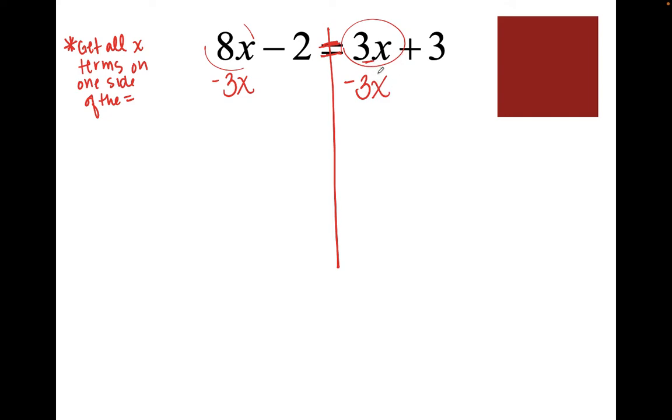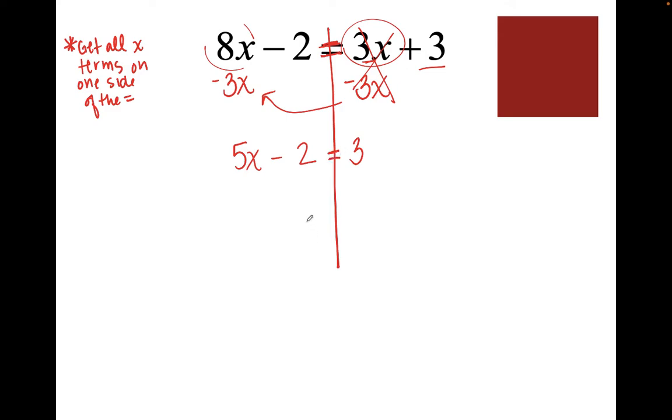But our goal right now is to move this entire expression, 3x, to the other side to combine it with the 8x. So the reason we're subtracting is because in order to get rid of it on the right-hand side, I have to get 0. So 3x minus 3x is 0. So now there's no more 3x on this right-hand side. There's just that plus 3 left by itself. And then on the other side, 8x minus 3x is 5x, and the minus 2 remains the same.